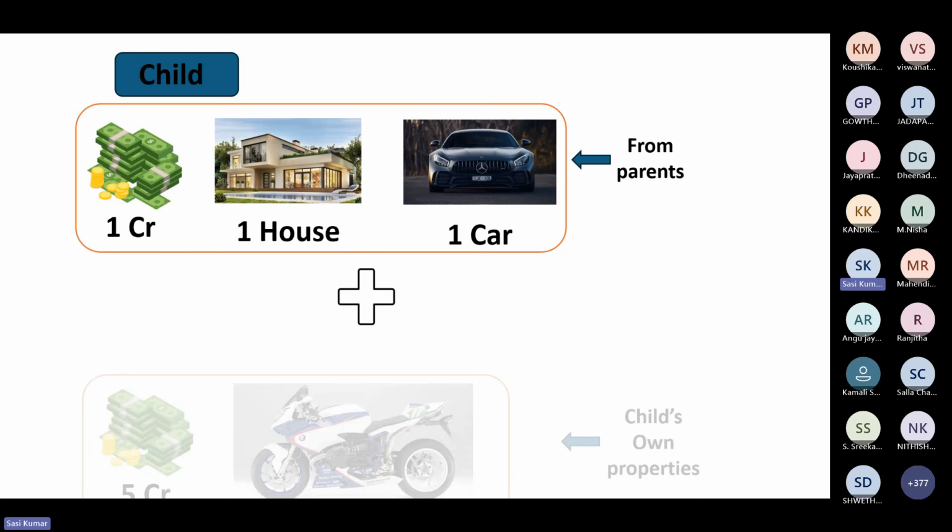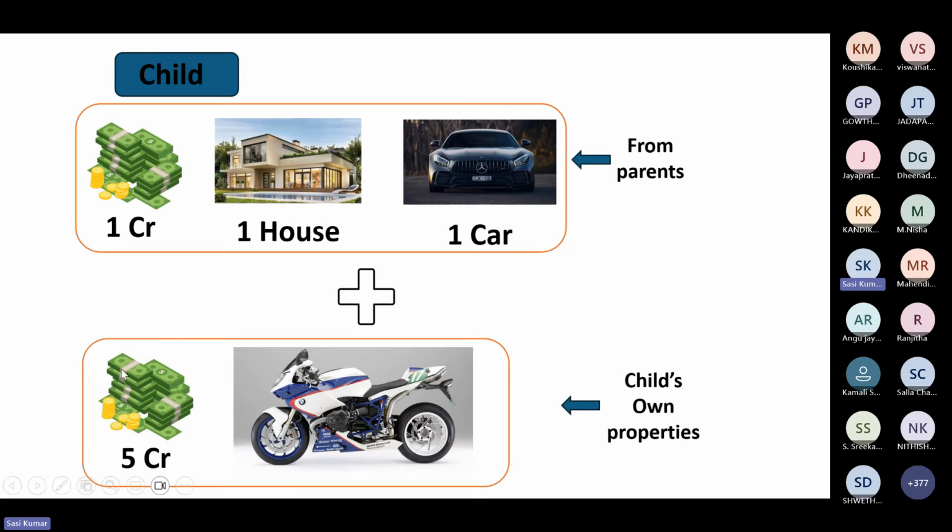Then what can the child do? He or she can earn more from the 1 crore, and he or she can buy a bike and more assets, right? He or she can start a company.